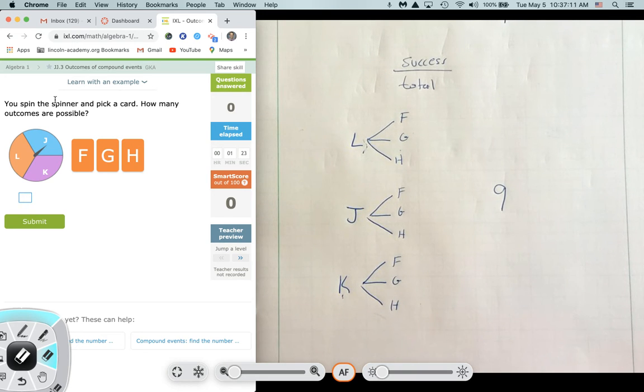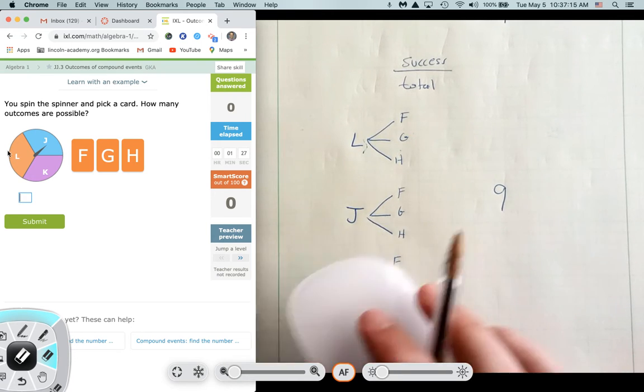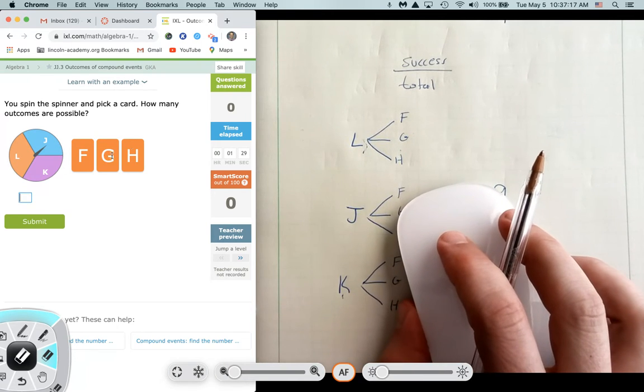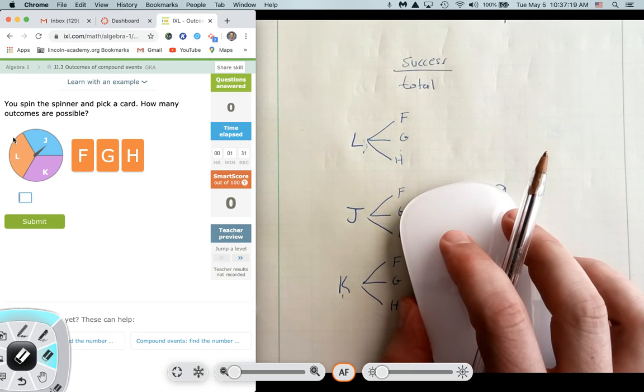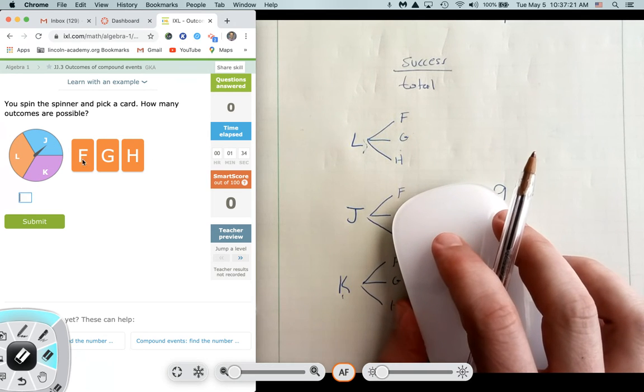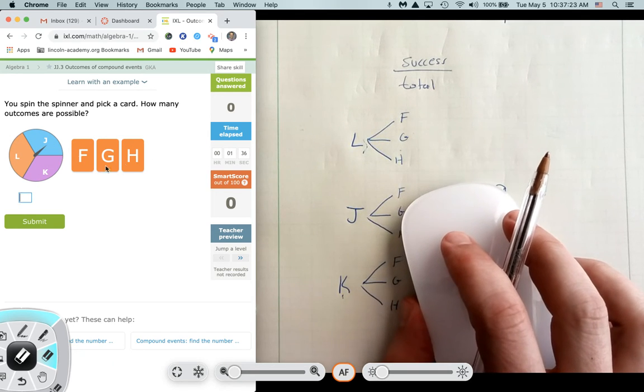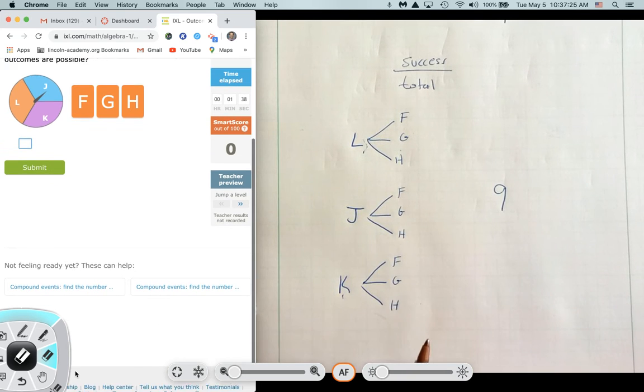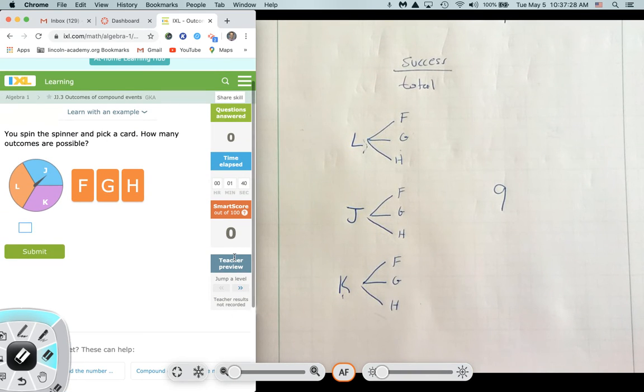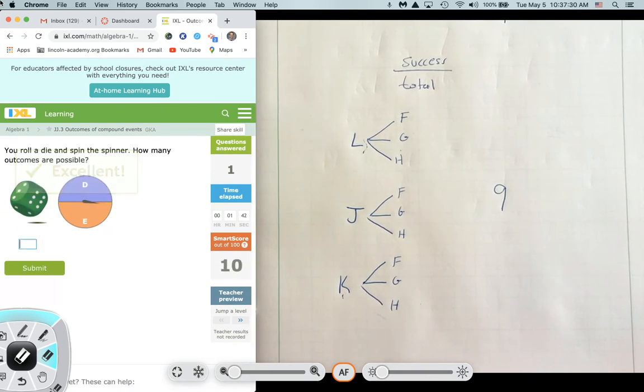Another way to think about it is what's called the fundamental counting principle. If there are 3 possible things on the first one and 3 possible on the next one, it's 3 times 3. You take the number of outcomes of the first event times the number of outcomes of the second event, and you get the number of total outcomes, which is 9.